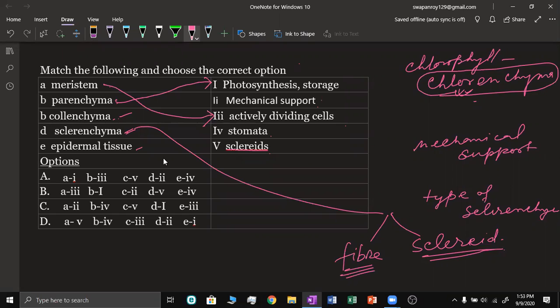But epidermal tissue can form the stomata. All right, you know that stomata are on the surface of the leaf surface.